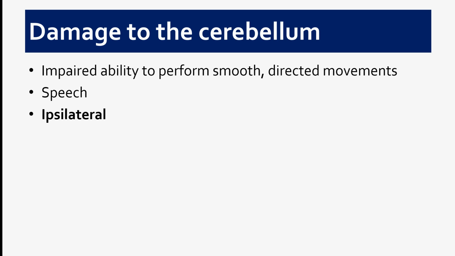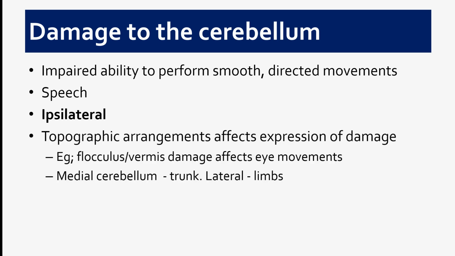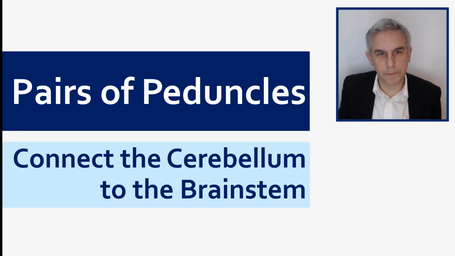As I've said before, damage is normally expressed ipsilaterally, and the cerebellum is arranged somatotopically, and that can affect the expression of damage to the cerebellum. For example, the flocculus and vermis, if damaged, may affect eye movements. The medial parts of the hemispheres are more important for controlling the movements of the trunk. The lateral parts are more important for controlling the movement of limbs.